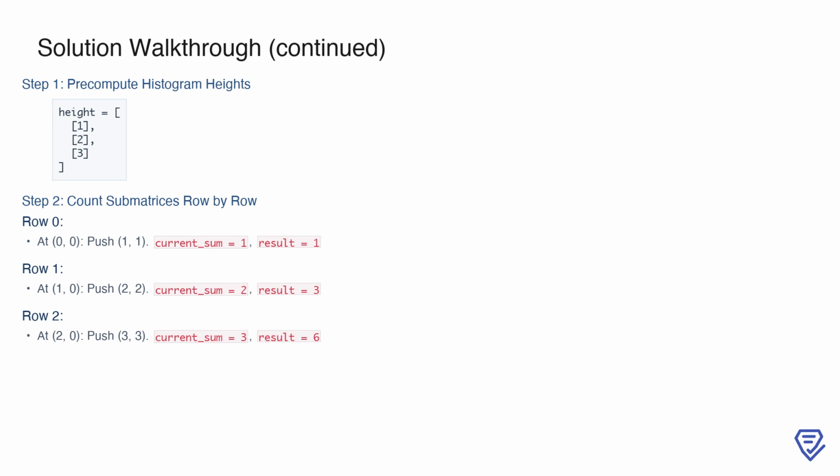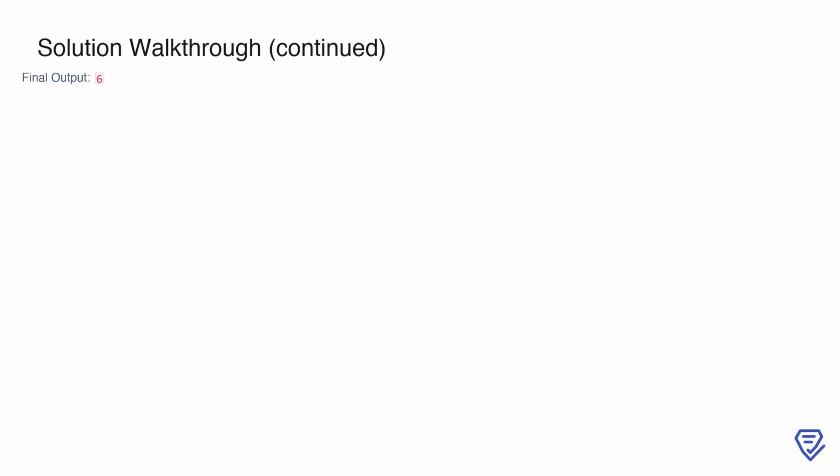For row 0, at (0, 0), pushing height 1 contributes 1 submatrix. In row 1, at (1, 0), pushing height 2 adds 2 more submatrices, bringing the total to 3. Finally, in row 2, at (2, 0), pushing height 3 adds 3 additional submatrices, resulting in a total of 6 submatrices for this example. With the row-by-row calculation complete, the final output for the single-column matrix example is 6 submatrices.